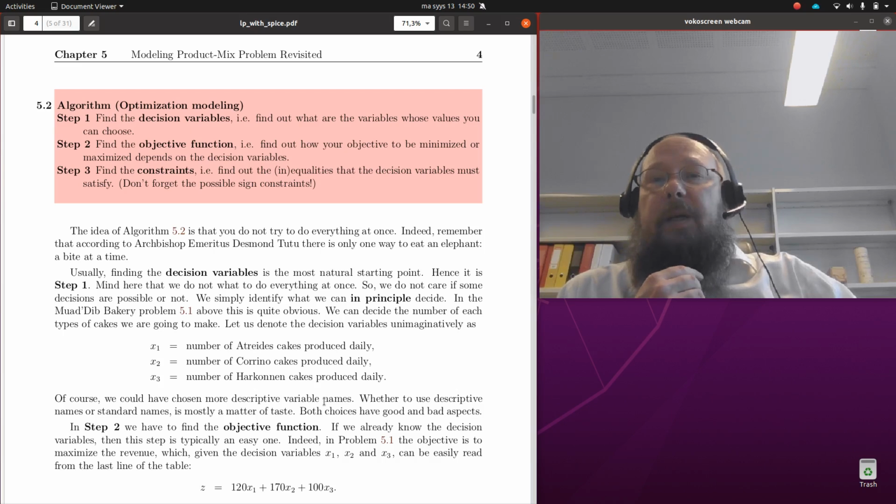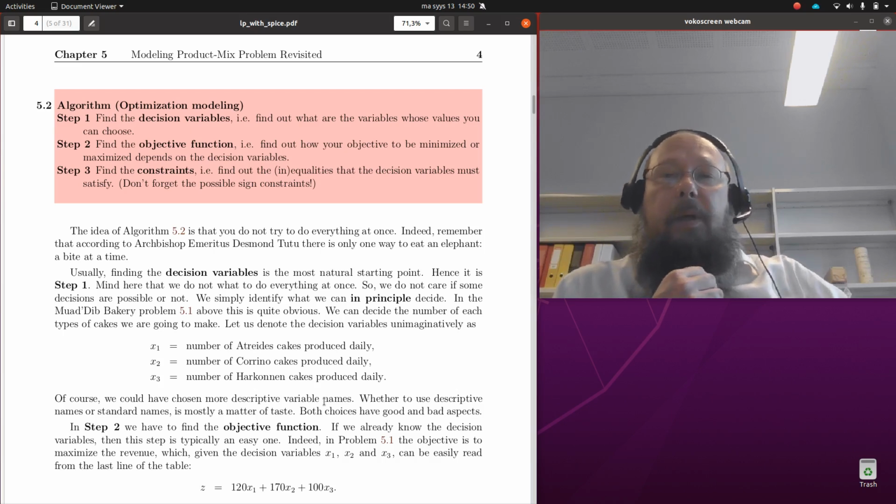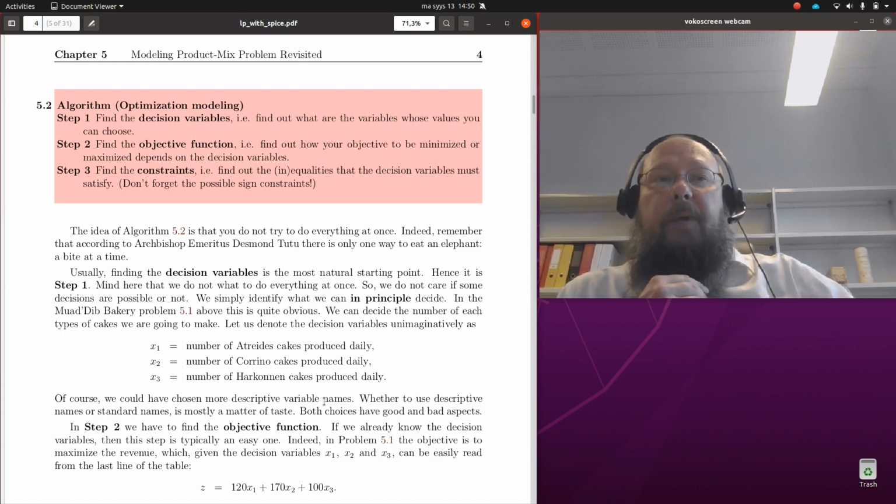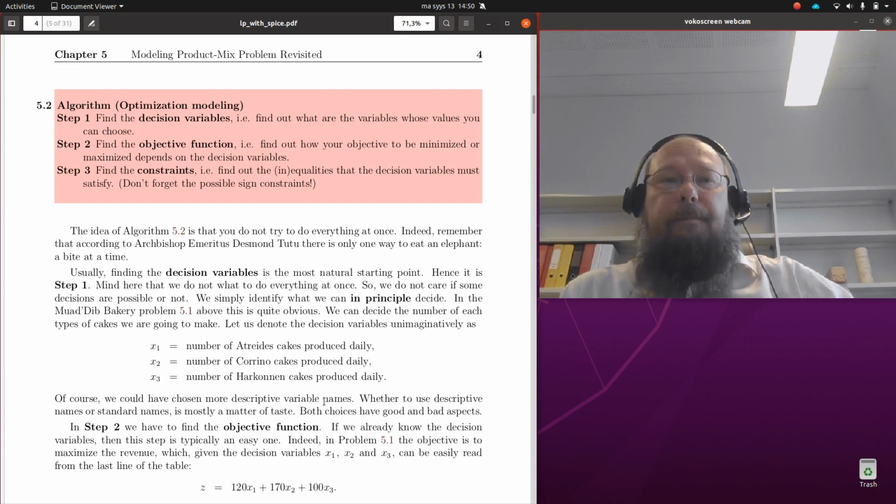And finally, step 3 is usually the step where we have to do most of the work. We have to find the constraints. In step 1 we didn't care about what we can decide in practice, we only thought about what we can decide in principle, and here we look at what kind of things constrain our decisions.